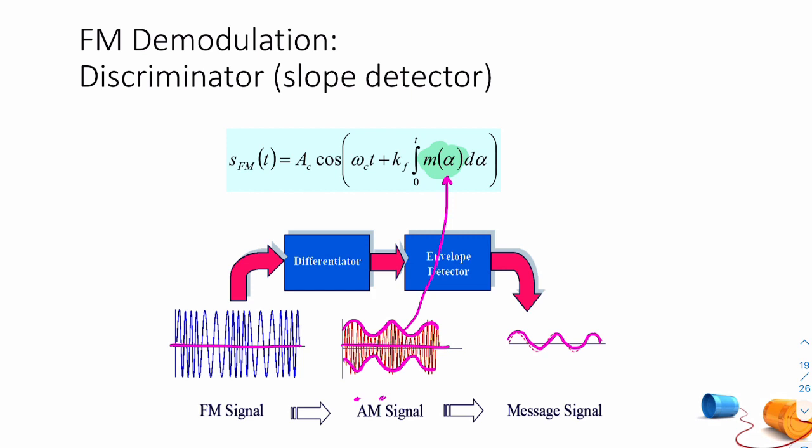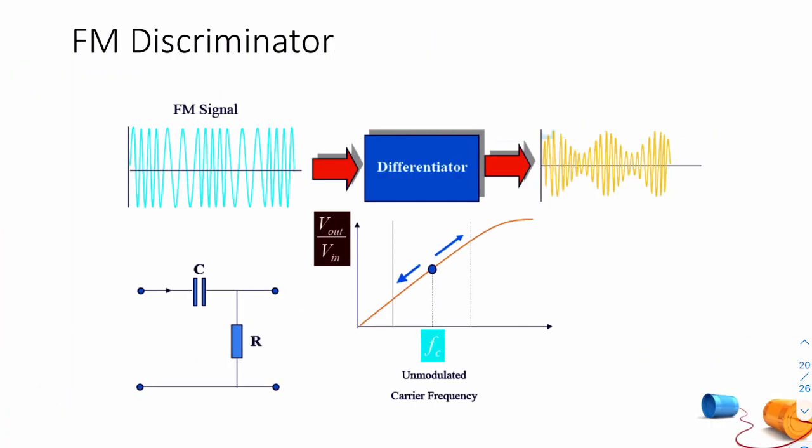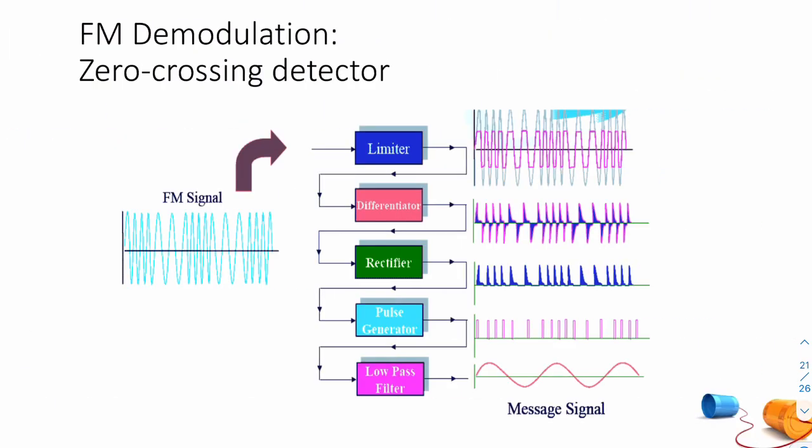So that's the first kind of detector. That's the discriminator or the slope detector. Why do we call it a slope detector? Because that's essentially what you're doing. When you take the derivative, when you apply this differentiation, what you're doing is you're finding dy by dt, i.e. you're estimating the slope, the gradient.